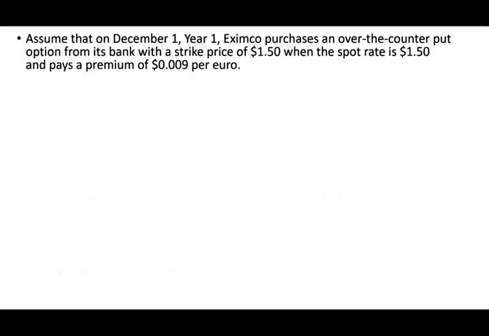So let's take a look at this. Assume on December 31st, the company bought an over-the-counter put option from the bank with a strike price of $1.50 when the spot rate is $1.50, and paid a premium of 0.009 per euro. Simply put, they bought it over the counter somewhere on the market from another party. The strike price is $1.50, therefore they can sell their euros at $1.50. So now they guarantee that price.